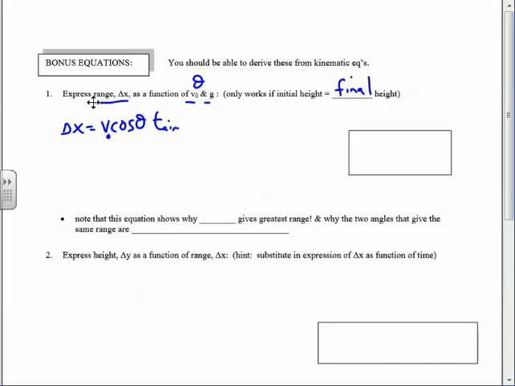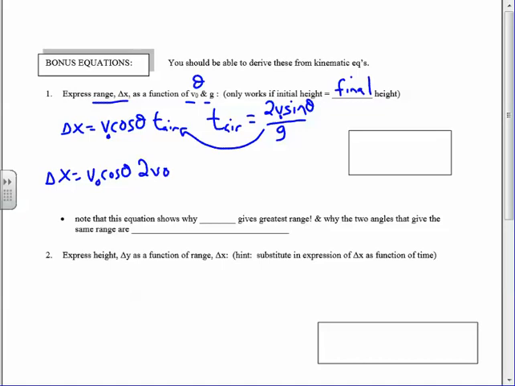So I need an equation for time in the air. Well, if we go back to the previous problem without reinventing the wheel, we see that time in the air is twice our vertical velocity, which is V sine theta, all over g. So if we substitute that into here, we've got delta x equals V naught cos theta times 2 V naught sine theta all over g.